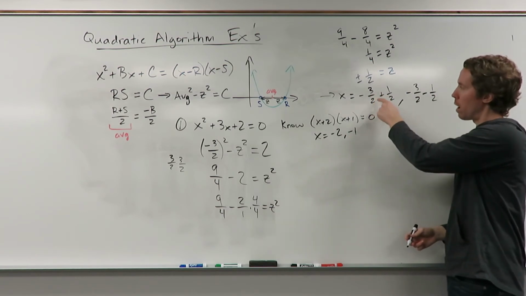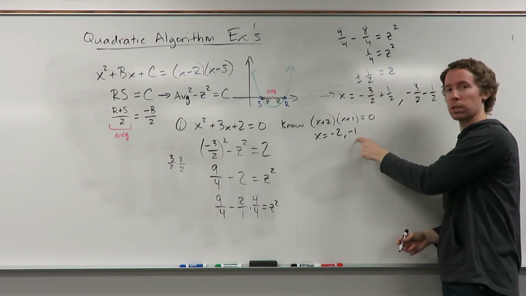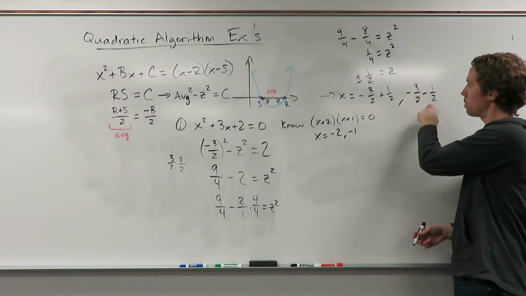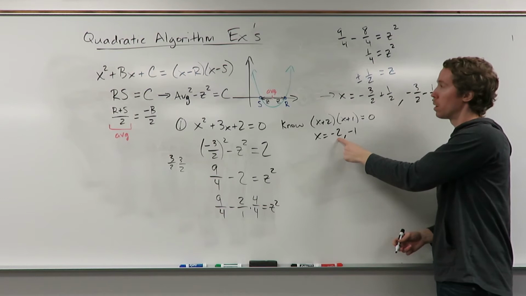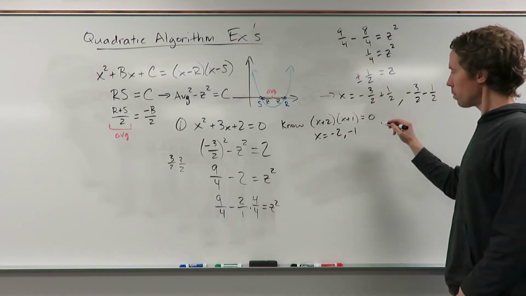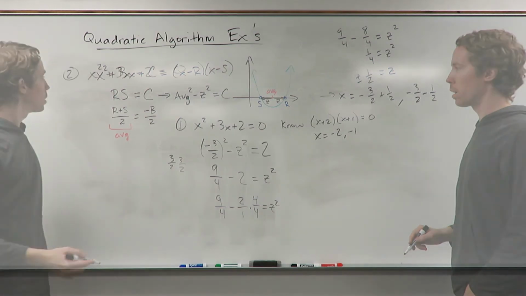So look, -3/2 plus 1/2 is -2/2, and -2/2 gives me this -1. -3/2 minus 1/2 is -4/2, which is the -2. So we did get the correct solutions here. They're the same as we got just by factoring the simple way.